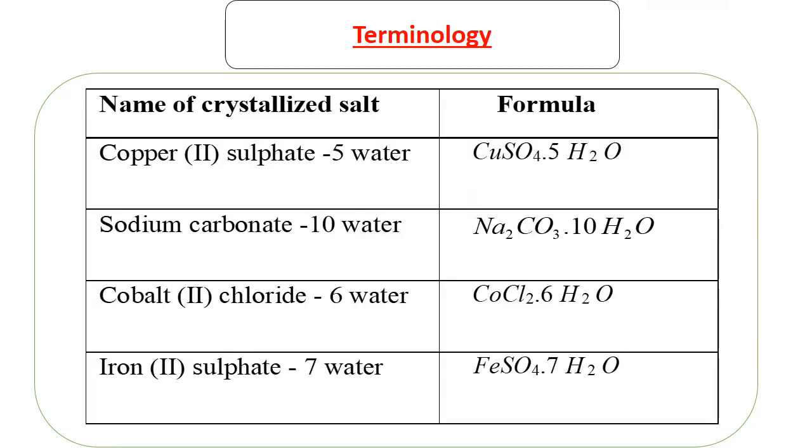Here are examples of hydrated salt, and this is how you can tell that it is a hydrated salt. I've got copper(II) sulfate pentahydrate, CuSO4·5H2O. That's the name. Its chemical formula is copper sulfate, with 5 water molecules. We have sodium carbonate decahydrate, Na2CO3·10H2O, which is this. We have cobalt(II) chloride hexahydrate, CoCl2·6H2O, which is this. We have iron(II) sulfate heptahydrate, FeSO4·7H2O, which is this.